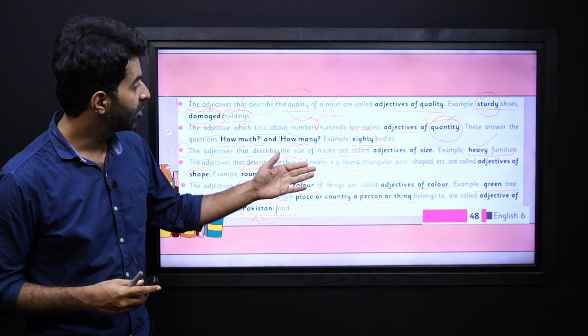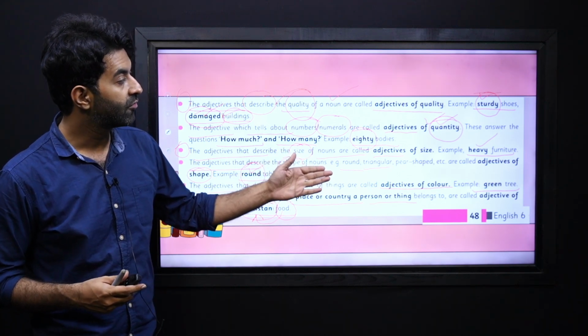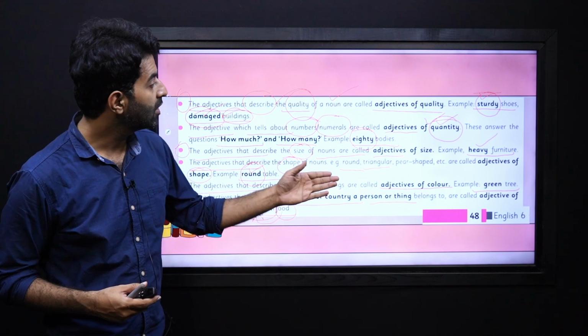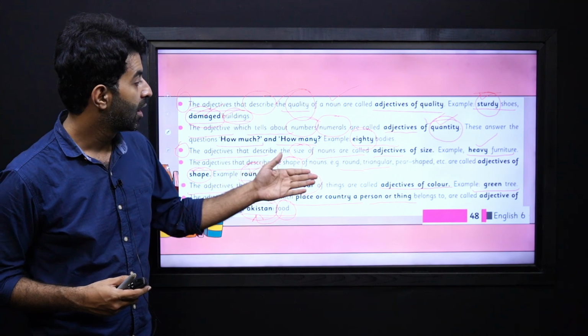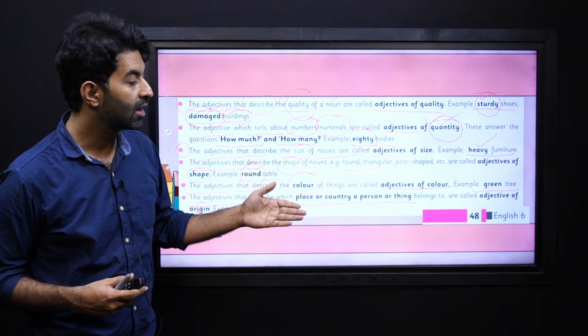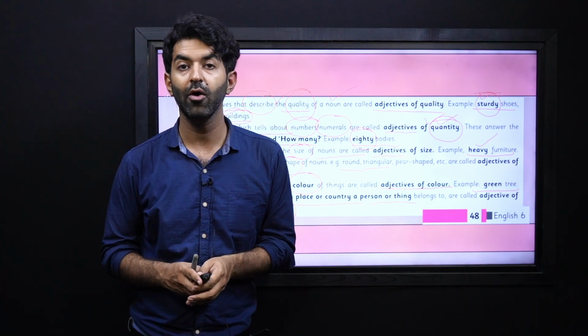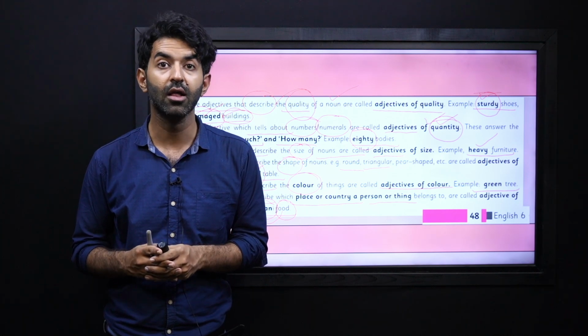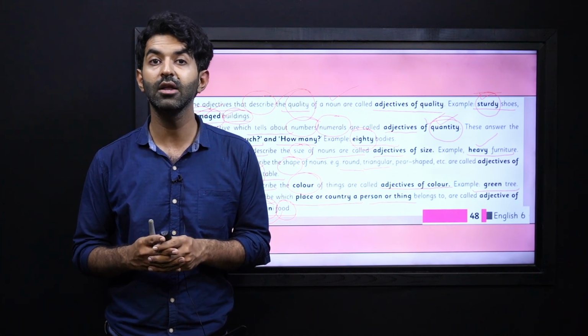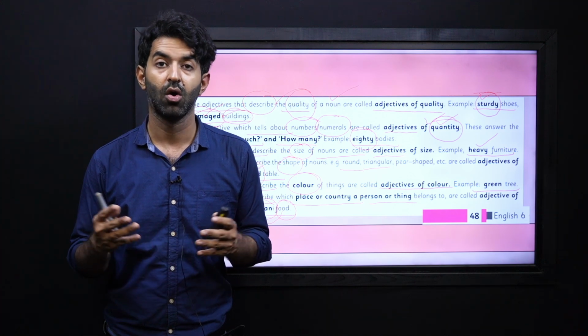Now, we have covered all these different kinds of adjectives: adjectives of quality, quantity, size, shape, color, and origin. Now, when you see any adjective, you can easily identify and tell whether the adjective is of quality, size, color, shape, or etc.